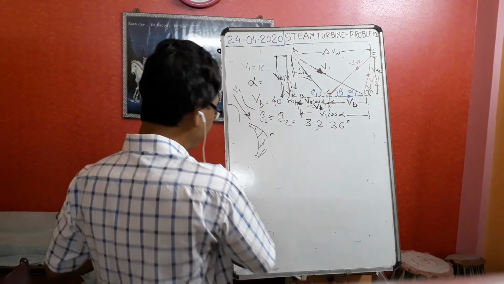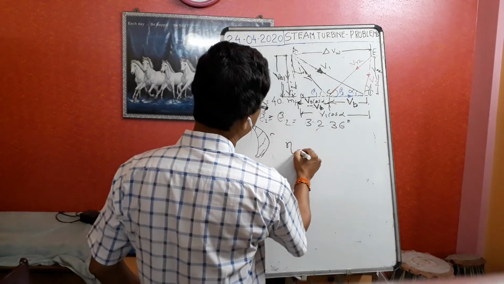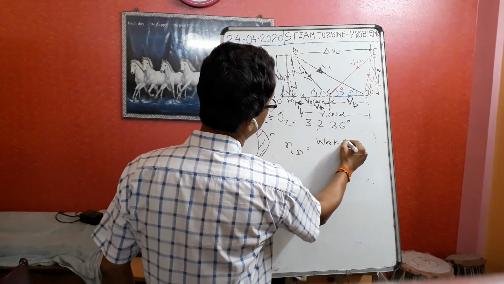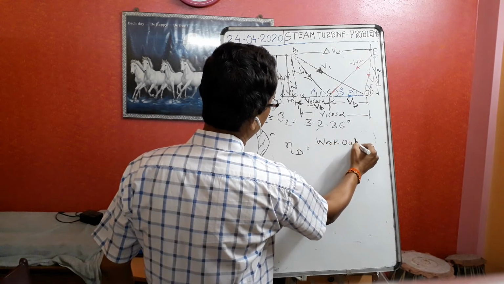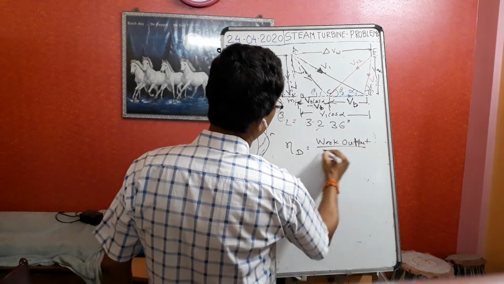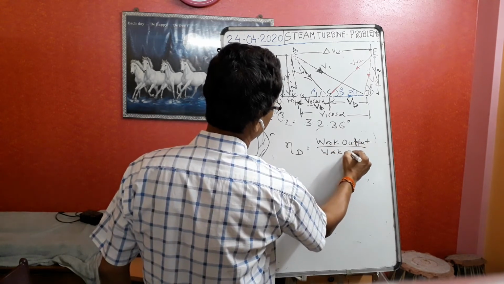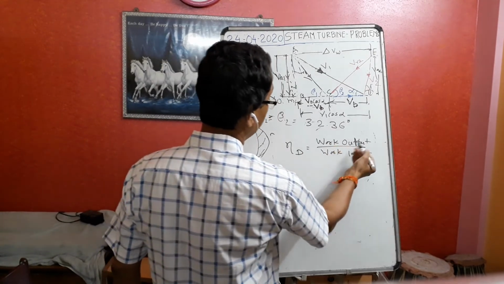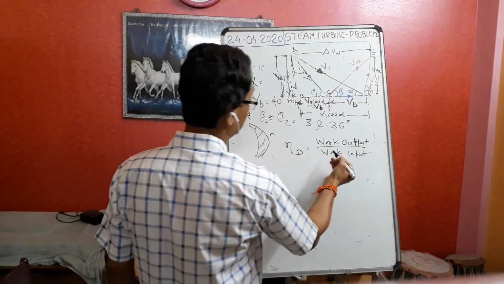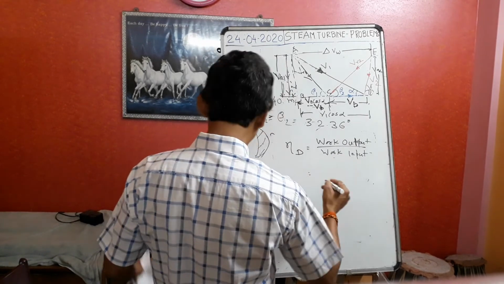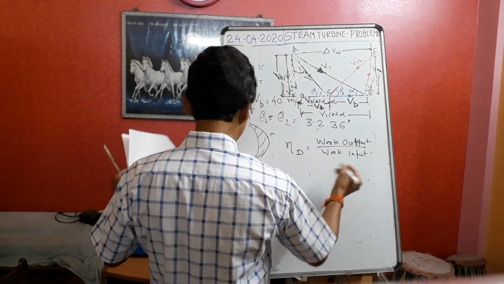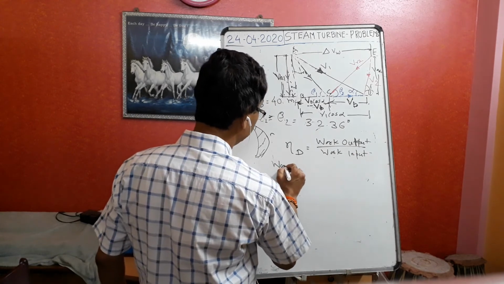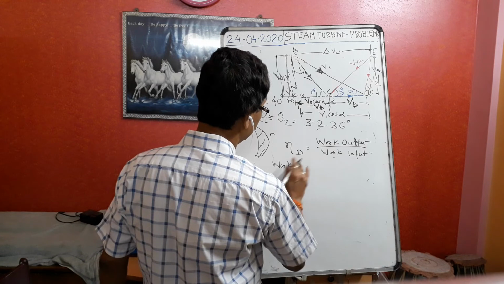Obviously, diagram efficiency is nothing but work output by work input, or energy output by energy input. Okay, now work output you have already found out. Now work input, what will be the work input or energy input?